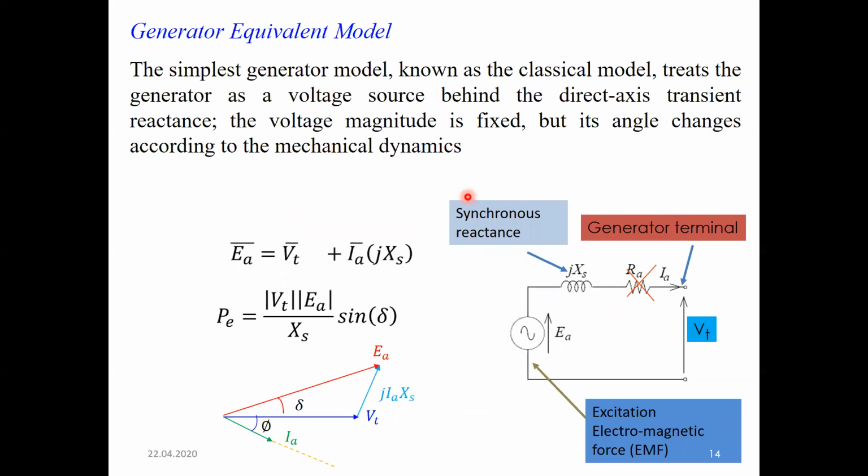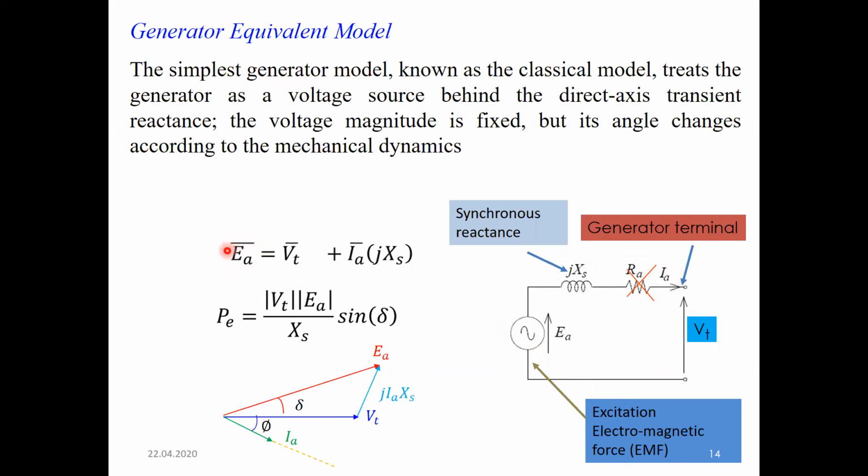Now, again, when we model the generator, we model it in a simpler way as a classical model. So this is the voltage source representation. That will be basically the EMF which is induced on the generator stator terminal here. Then the generator has reactance. It has the armature resistance, but we can neglect it here. And then this is your generator terminal voltage at the output generator terminal, and this is the current flowing through the stator terminal.